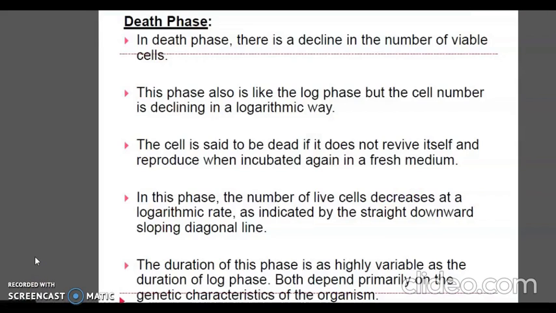This phase also is like the log phase, but the cell number is declining in a logarithmic way. The cell is said to be dead if it does not revive itself and reproduce when incubated again in a fresh medium. In this phase, the number of live cells decreases at a logarithmic rate, as indicated by the straight downward sloping diagonal line in the growth curve. The duration of this phase is as highly variable as the duration of log phase. Both depend primarily on the genetic characteristics of the organism.